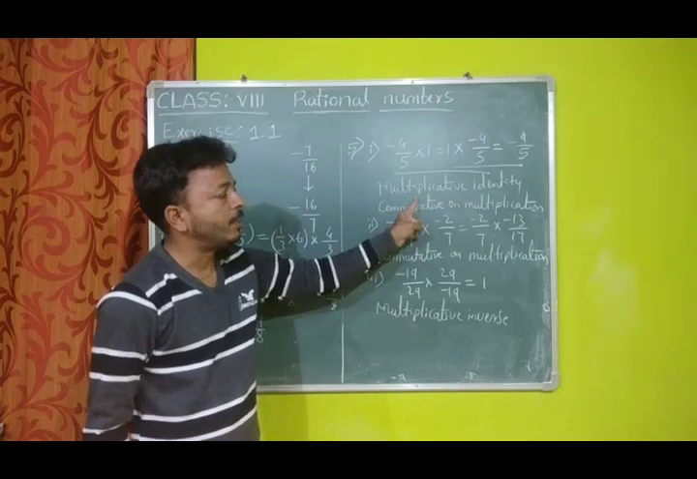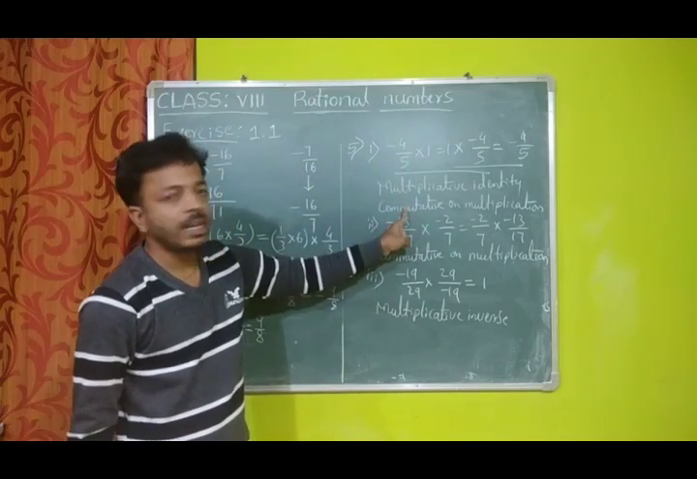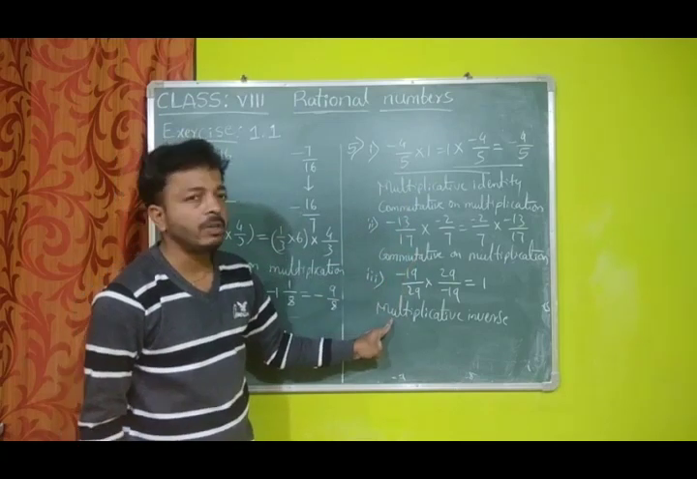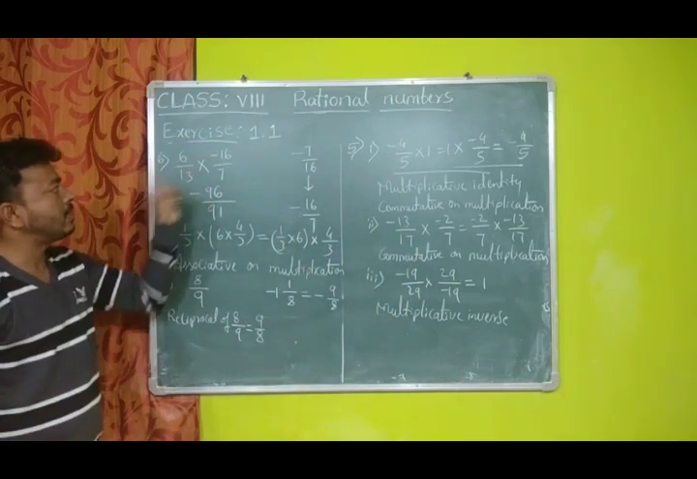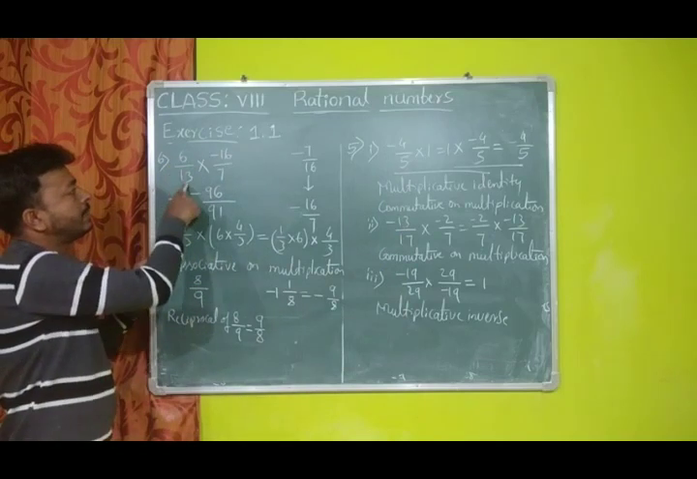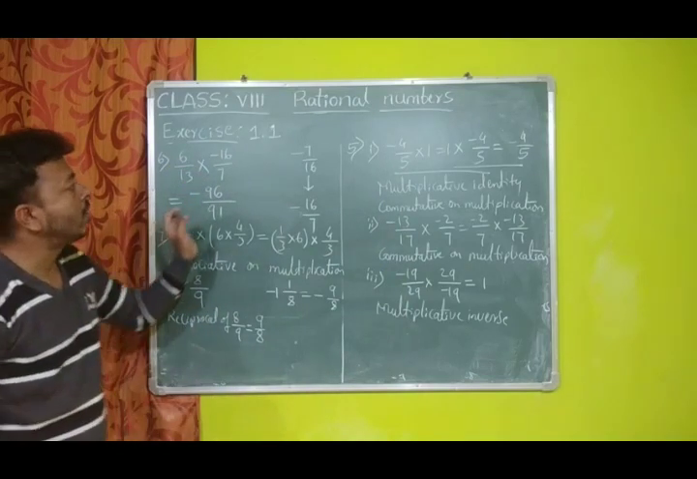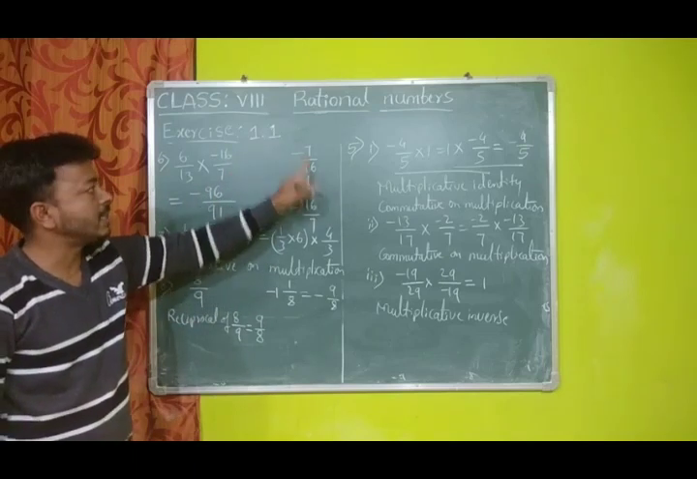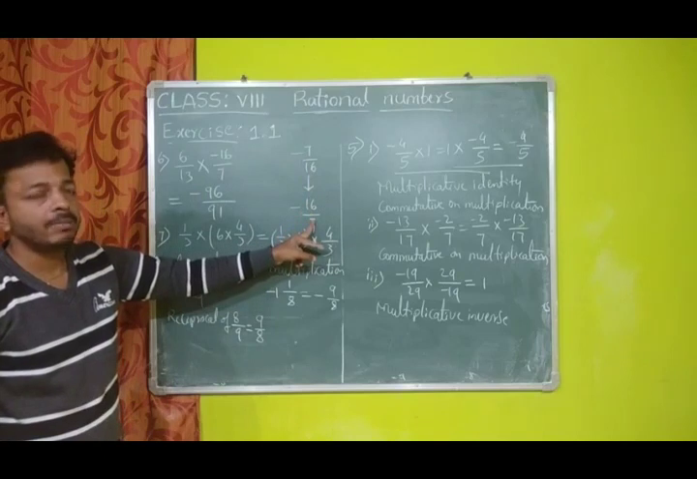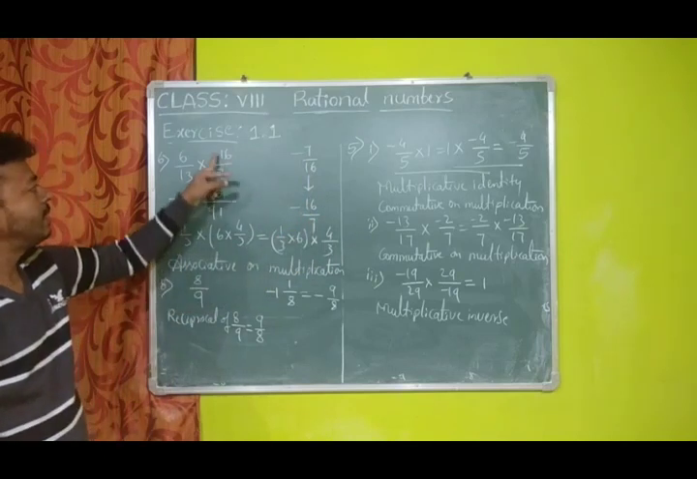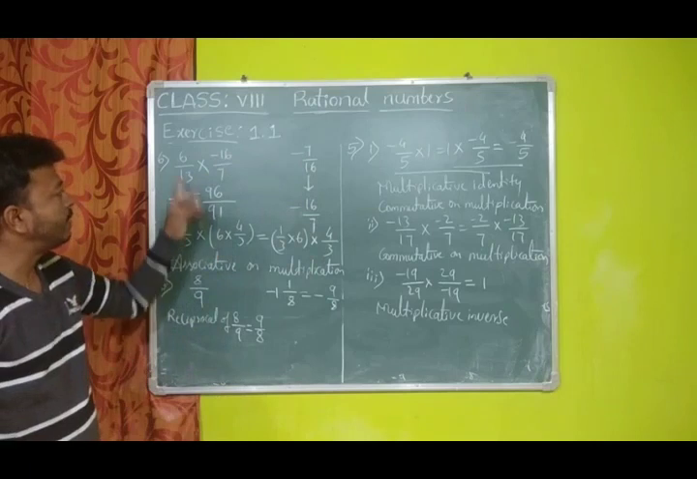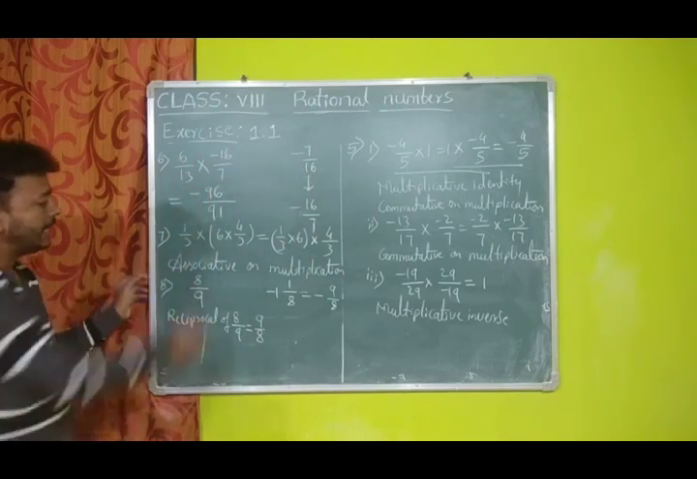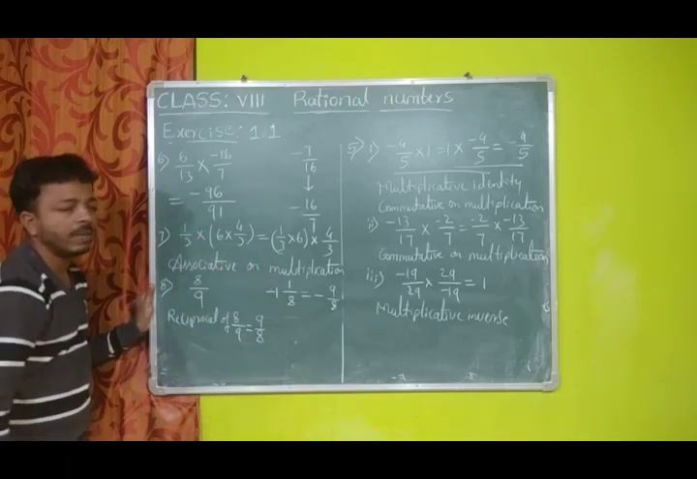The 5th one asks which property it is. Here multiplicative identity, commutative on multiplication, and here commutative on multiplication. This is multiplicative inverse. And here this is just what they asked in the question. 6 by 30 multiplied by the inverse, meaning the reciprocal, of minus 7 by 16. The reciprocal of minus 7 by 16 is minus 16 by 7. Multiply these two: minus 96 by 16 is 96, 13 7s are 91, you will get that. And here this is associative on multiplication.